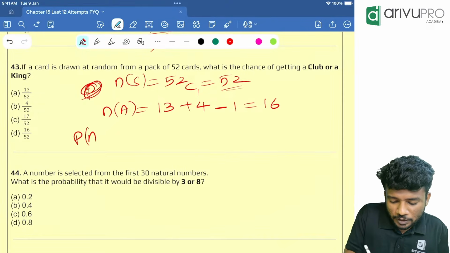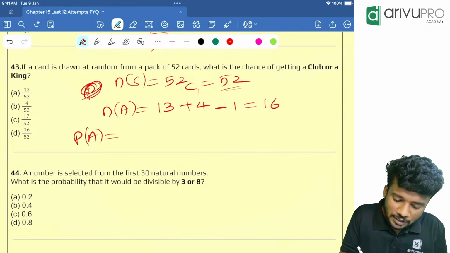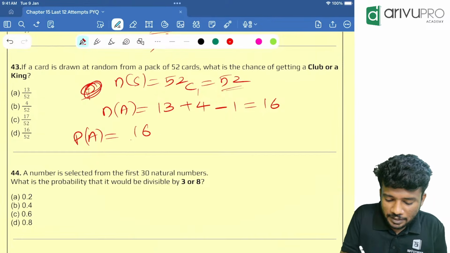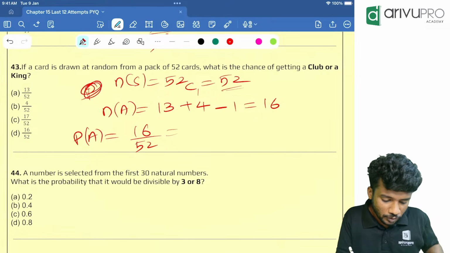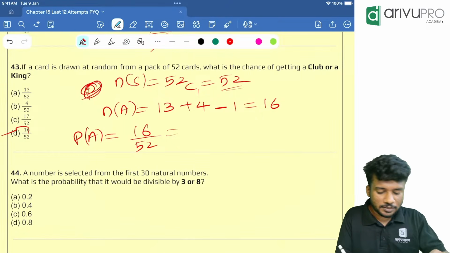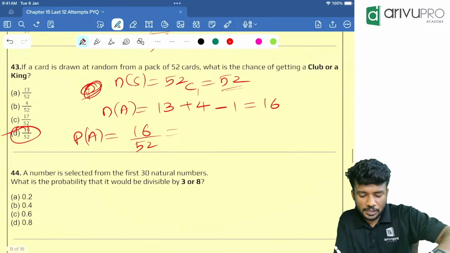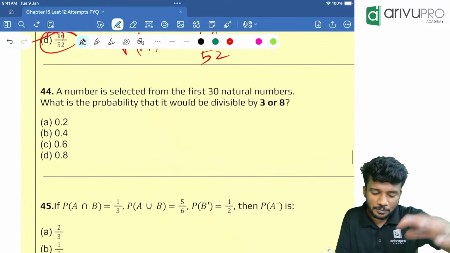So you tell me what is probability of A, which is P of A, nothing but N of A divided by N of S, that is 16 divided by 52. So looking at that, option D is your answer. Yes, good. Next question. Again, repetition is happening, people.